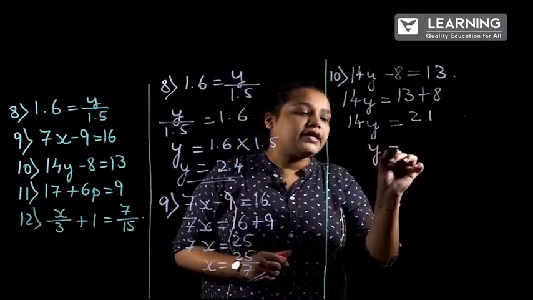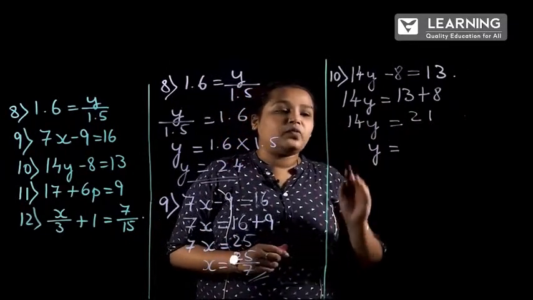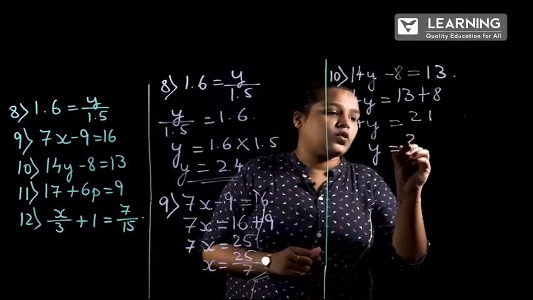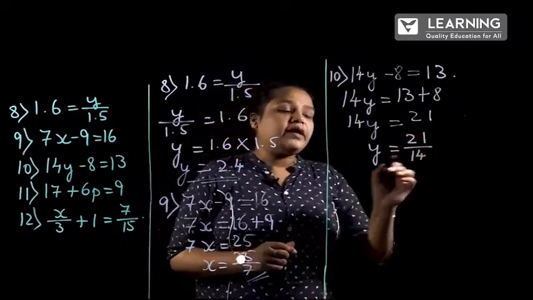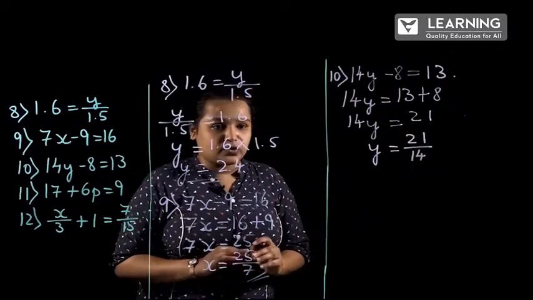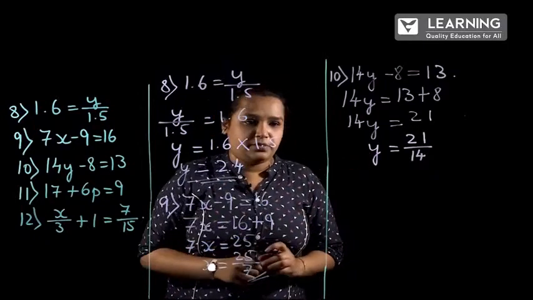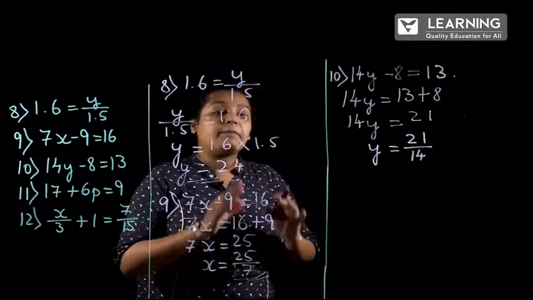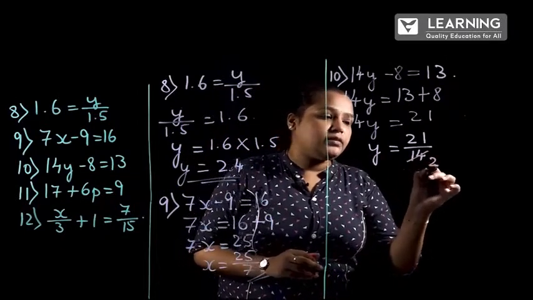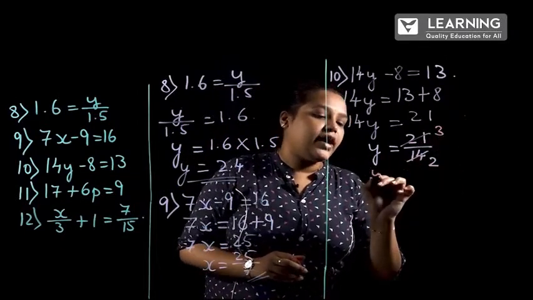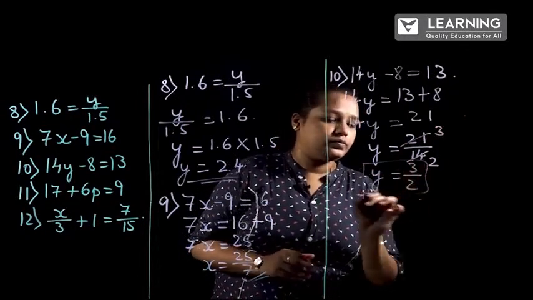So y is multiplied with 14, which will be divided when we move to the RHS. So we'll get 21 by 14. Now, can we reduce it? If we can't reduce it, just keep it as it is, the value of x, y, whatever the variable is. If we can reduce it, please reduce and keep it. So this can be reduced. 7 2s are 14, 7 3s are 21. And the value of y will be equal to 3 by 2.